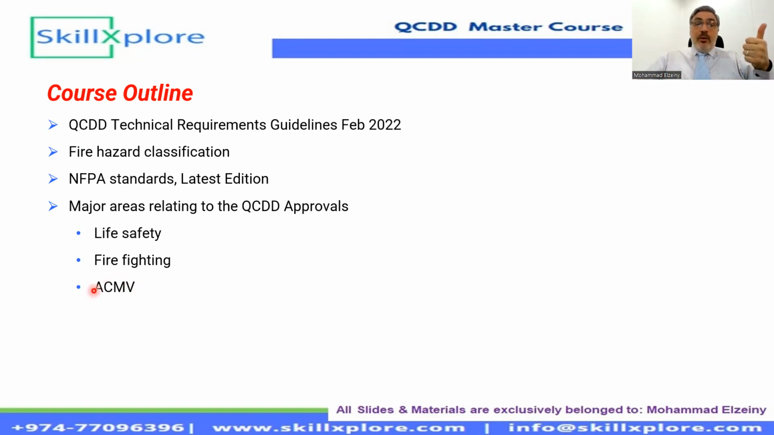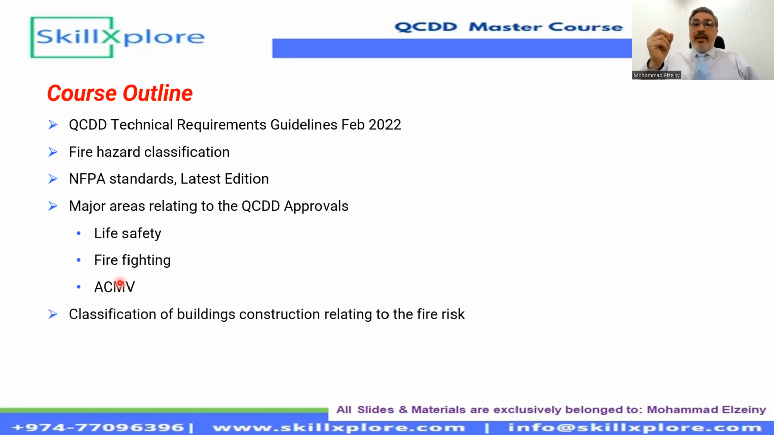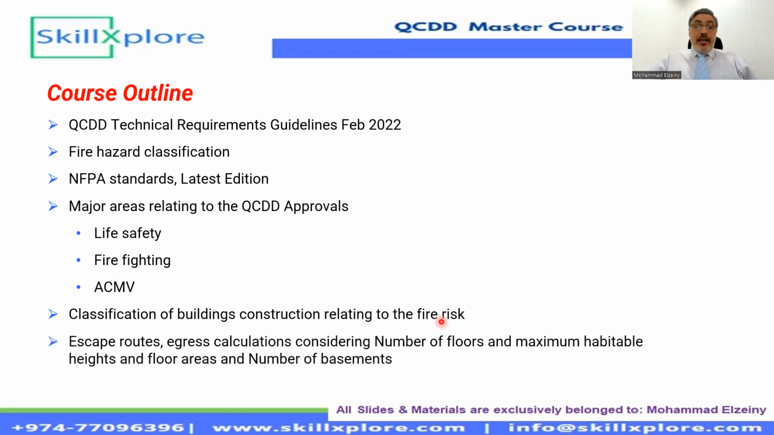Not only this, we'll talk about the ventilation system for pressurization in the stairs, in the fire lobbies, in the smoke stop lobbies, and in the staircases as well. Even within the parking areas, what would be the evacuation and smoke extraction system within the parking and basement areas, what are the requirements exactly. We'll talk about the classification of the building construction related to fire risk, and definitely escape routes and egress routing, and the number of exits depending on the number of floors and the occupancy of the building.